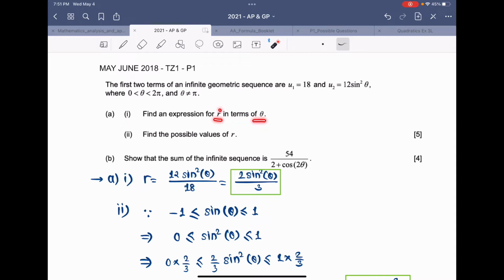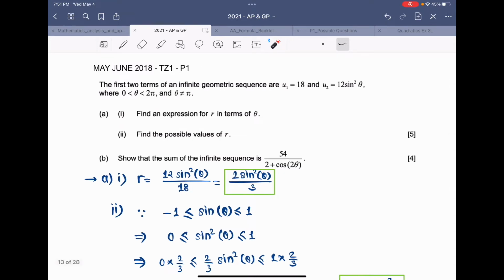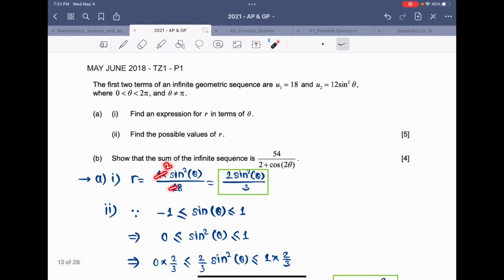r is basically the ratio. Ratio is next term over previous term, so u2 over u1. u2 is 12 sin²θ divided by 18. Obviously sin²θ will remain as it is. 12 over 18, the common factor will cancel out. It is basically 6 times 2, 6 times 3, so 2 sin²θ over 3. Please do simplify this as 2 sin²θ over 3. Do not keep the unsimplified form.